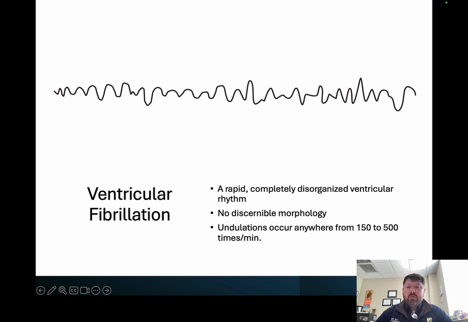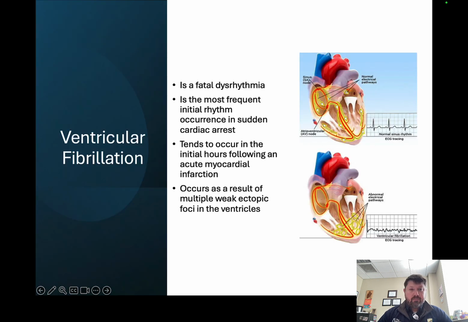So ventricular fibrillation is defined as a rapid, completely disorganized ventricular rhythm, and it is electrographically represented as undulations of varying shapes and sizes with no pattern and no discernible P, QRS, or T waves. VFib does not produce a palpable pulse. It is a fatal dysrhythmia, and it is one of the most frequent initial rhythm occurrences in sudden cardiac arrest.